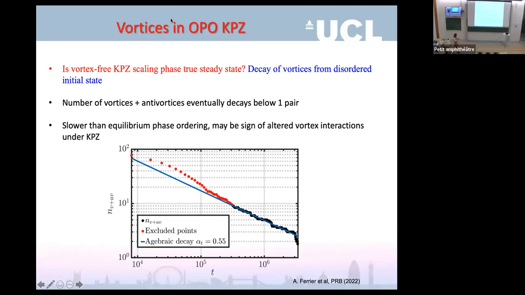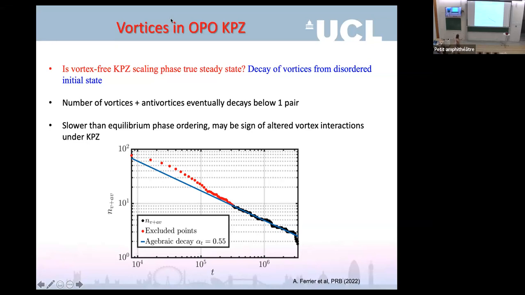This simulation took half a year for my student to do. He was doing other things, but it's really very long because you have critical slowing down, especially when you are not far away from the transition. But eventually, we could see that the number of vortices and anti-vortices eventually decays below 1 pair. So it really went to a vortex-less state. So we believe that it's really a free-vortices-free KPZ in this case.